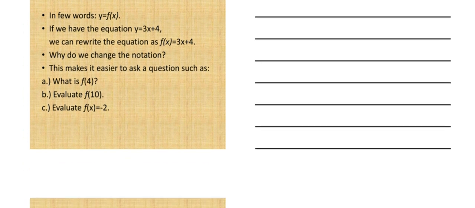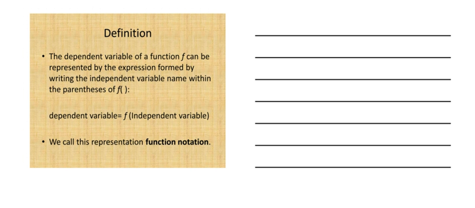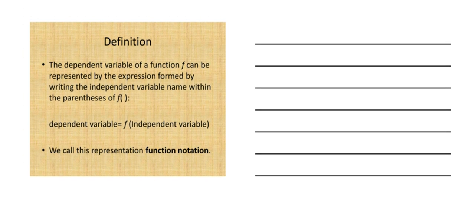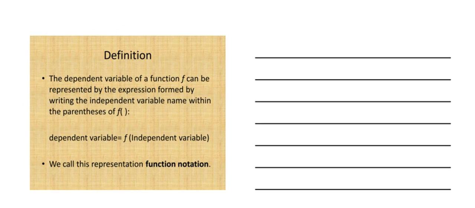We'll come back to this real quick. Let's go for definition first. Definition. The dependent variable function f can be represented by the expression form by writing the independent variable name within the parentheses of f. So f within the parentheses. So the dependent variable is the one that's on the outside. And in the parentheses we have the independent variable, or in other words the x. We call the representation function notation.